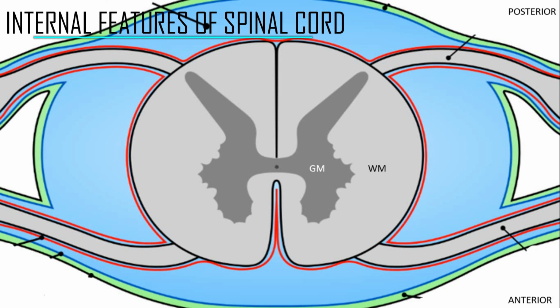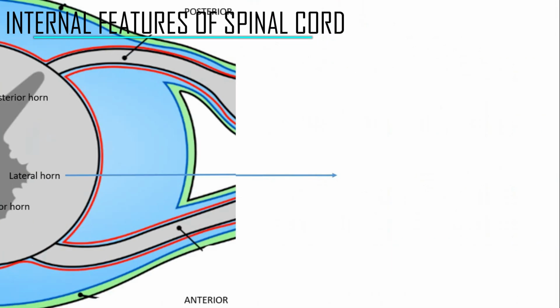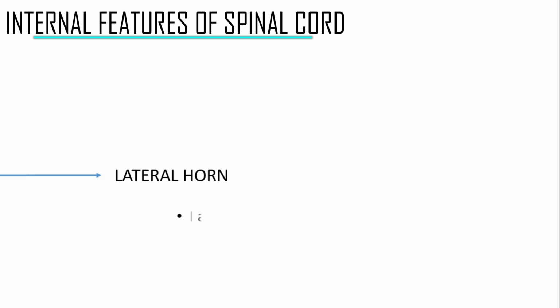Inside the grey matter, at the center of the spinal cord, there is a small central canal containing the cerebrospinal fluid, CSF, and it is lined by a single layer of ependymal cells. We know that the CSF is secreted by the ependymal cells. The grey matter contains a posterior horn and an anterior horn throughout the spinal cord. It also has a lateral horn, which is only seen from the T1 to L2 and S2 to S4 segments.